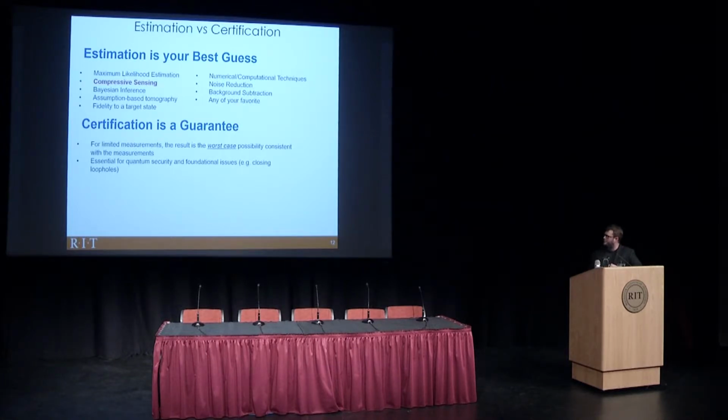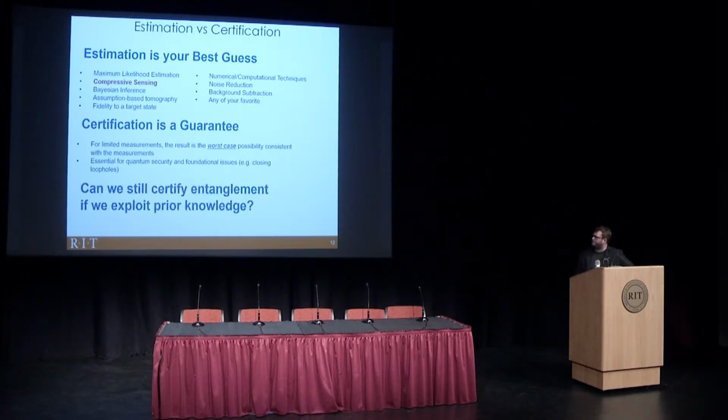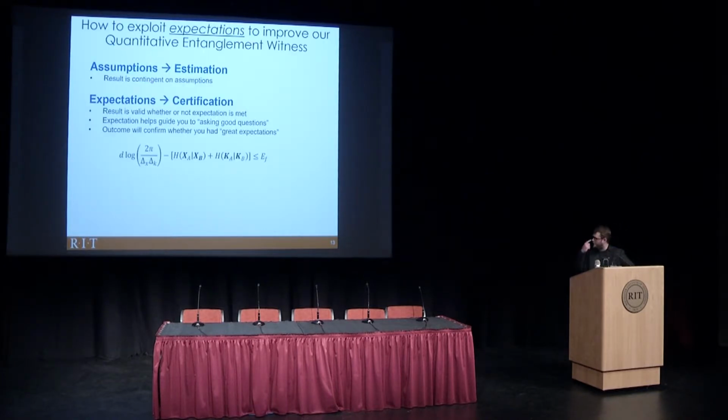The problem is that we really want to do a certification instead. We want to give you a number, I have this many EBITs, and guarantee that you have at least that many. You don't ever overguess. So it's sort of a worst case possibility consistent with your measurements. And this is really important for security and also some foundational issues. So the question is, if we try to exploit prior knowledge to help us, are we always stuck estimating? Or can we use prior knowledge and still have certification? And fortunately, the answer is yes, and I'm going to show you how.